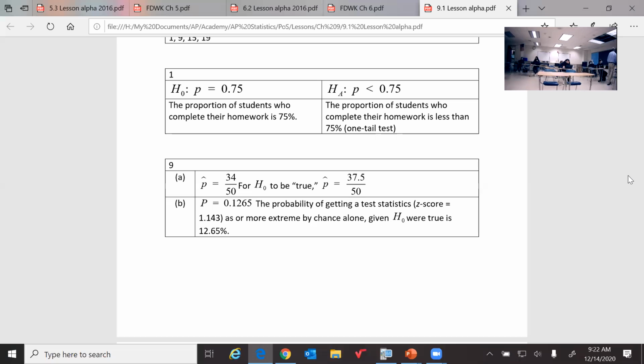When we get to the other problem, we'll just edit that same picture and say it's 75%. We got 68%, and that area is 0.1265. Yes? That's how much of the curve would be shaded, a little more than 12.5%. The likelihood that if 75% of the kids did their homework, our sample generated this 68% just from variability by chance alone is 12.65%.